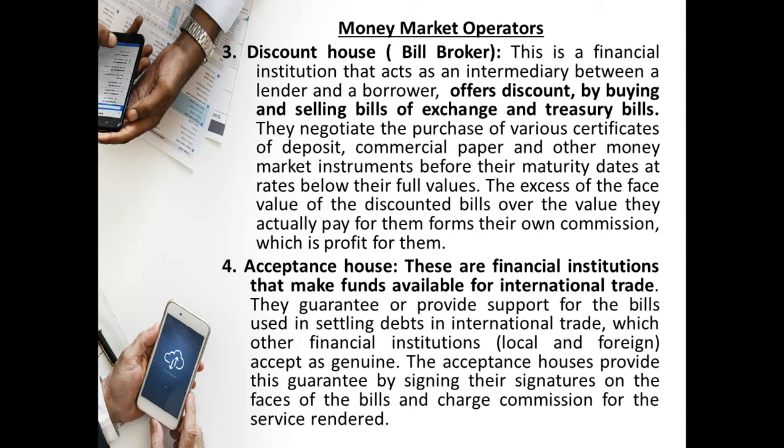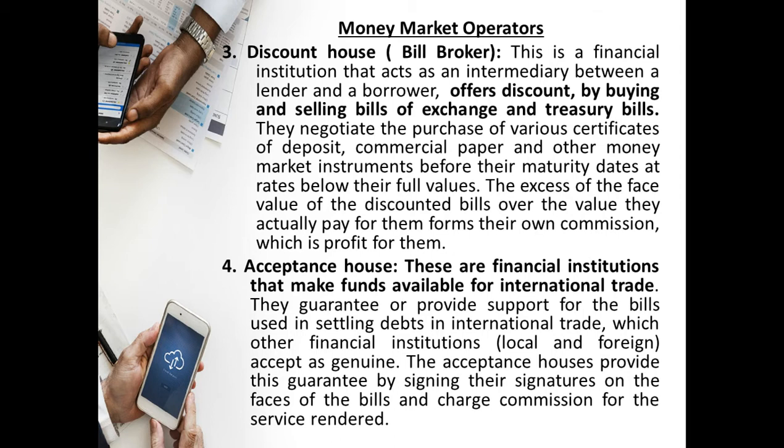So how do they get their money? They get their money through commission. A good example is this: they negotiate and purchase various certificates of deposit, commercial paper, and other money market instruments, just like your treasury bills and treasury certificates, before their maturity dates, at a rate below the face value. So before the maturity date, they come to you and take over such instrument from you and pay you below the face value, and that's how they make their commission.